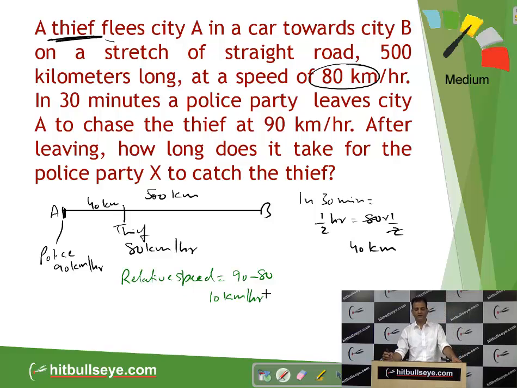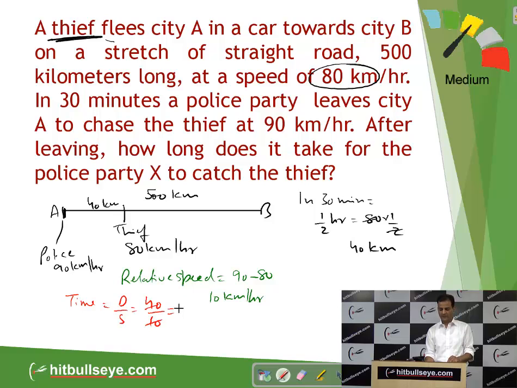Now the police is chasing the thief with a speed of 10 km per hour, and now you can see the distance is 40, speed is 10. Now time will be distance by speed, which will be 40 divided by 10, it will be 4 hours. That means after 4 hours the police party will catch the thief.